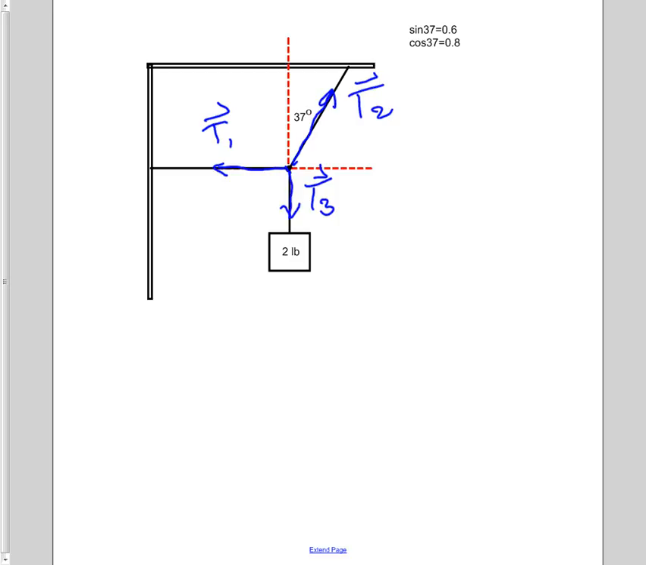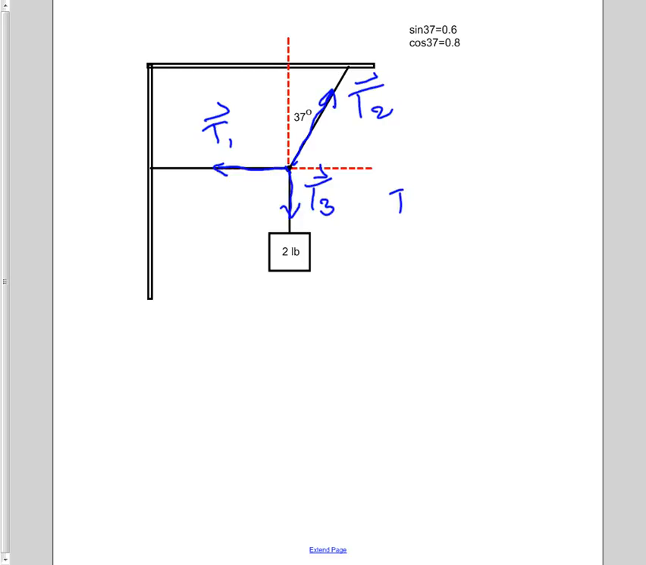Okay, the next thing we do is choose a coordinate system. Now I didn't have to choose this coordinate system, but you see here that this coordinate system is the cleverest to choose because T3 is easily resolved in this coordinate system and T1 is too. The only one we have to do work on when we're resolving our forces is T2. So let us proceed and write down what all the components of the 3 forces are.